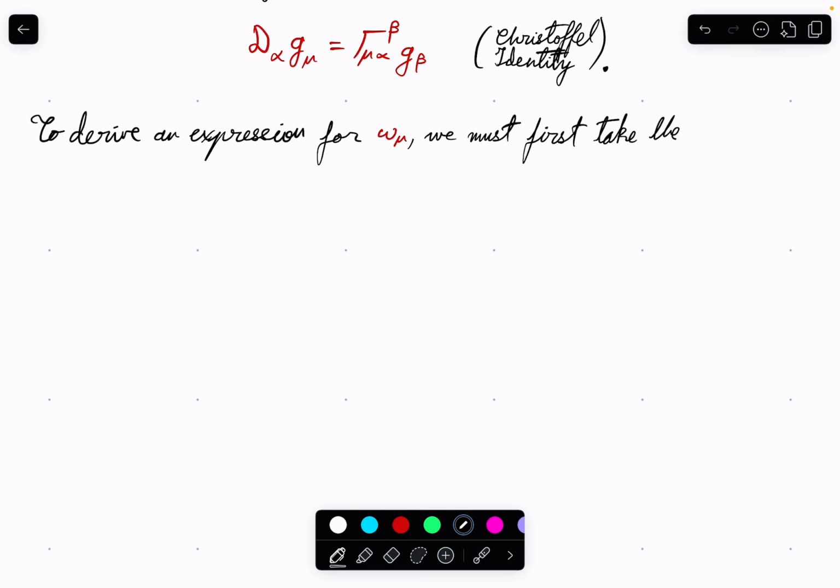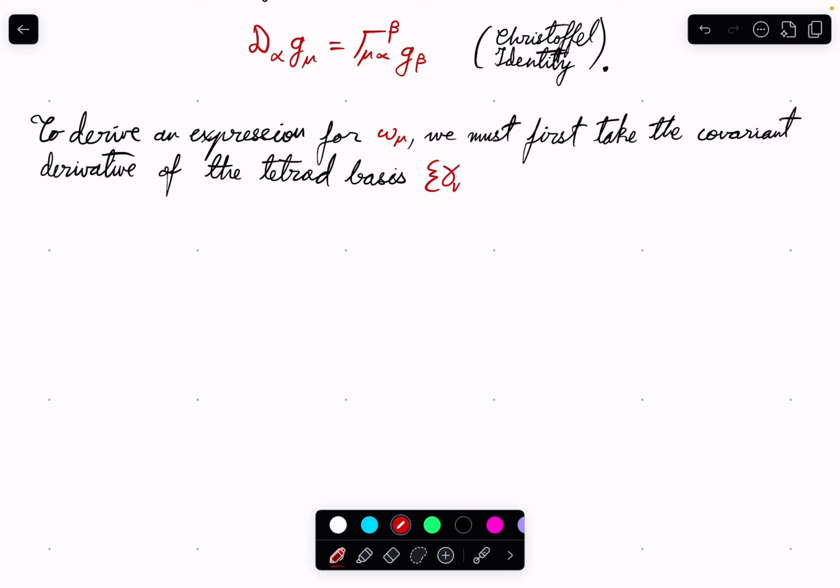Take the covariant derivative of the tetrad basis gamma m. So there are two main results that we can get from this, or we have to take it two different ways, and we'll have two expressions that are equal to each other.